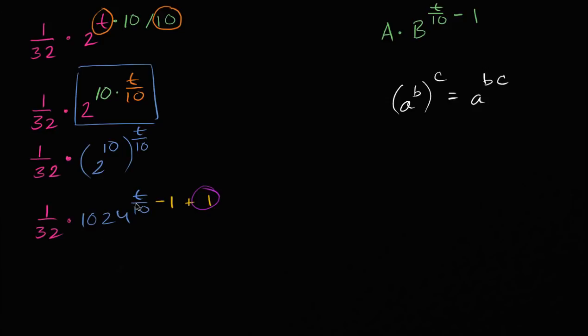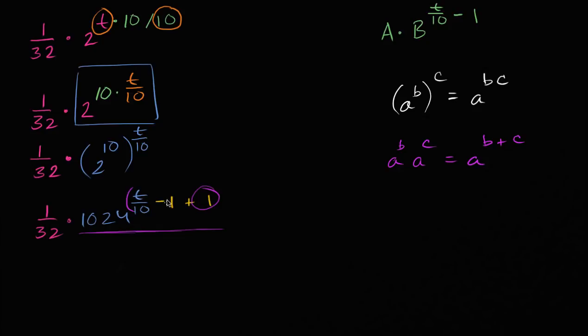And here we just have to remind ourselves that if we have a to the b times a to the c, that's going to be equal to a to the b plus c. If you have the same base raised to different exponents and you multiply them, you can just add the exponents. And you could also go the other way around. If you have a to the b plus c, you could break it up into a to the b times a to the c.